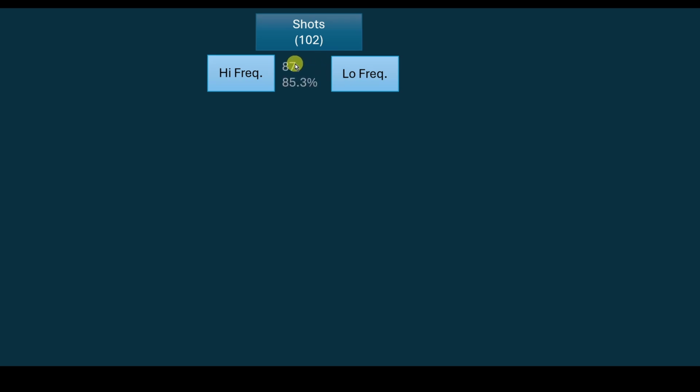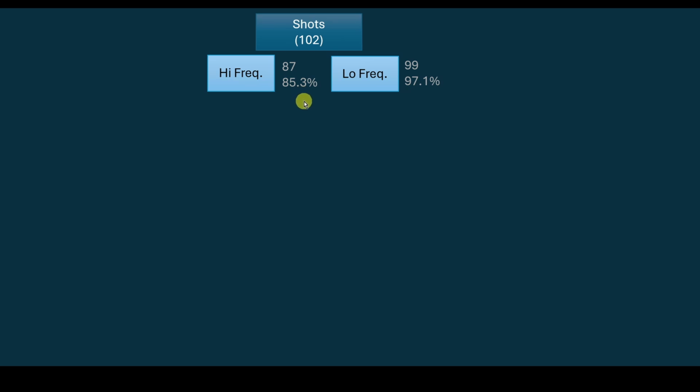87 out of the 102 triggered a trade with high frequency algos, and for low frequency it was 99, or 97.1% of the time. Here and elsewhere, the top number shows the relevant shot count, and the bottom number shows it as a percentage of 102.